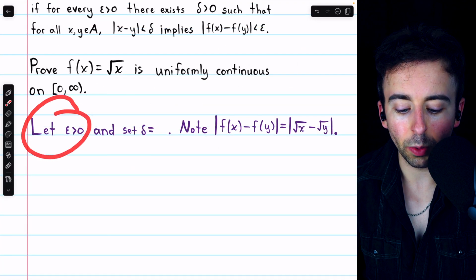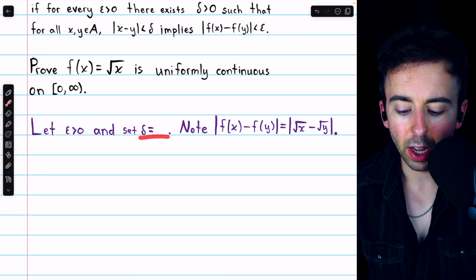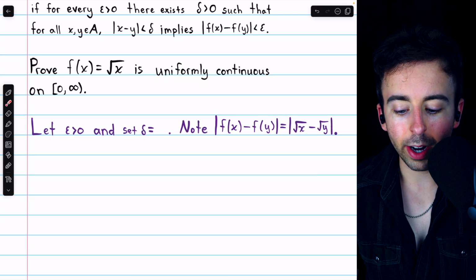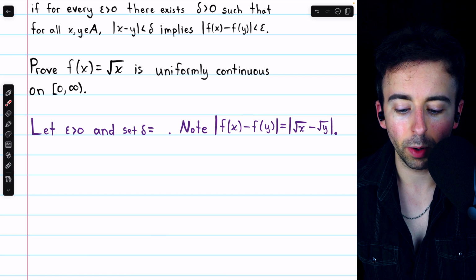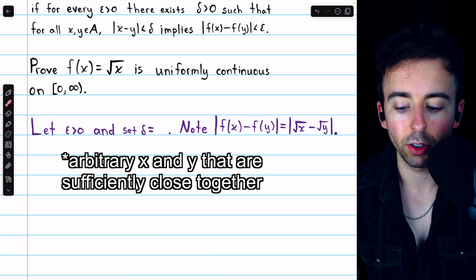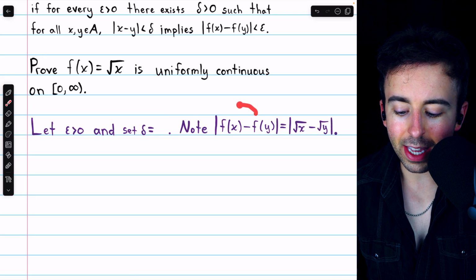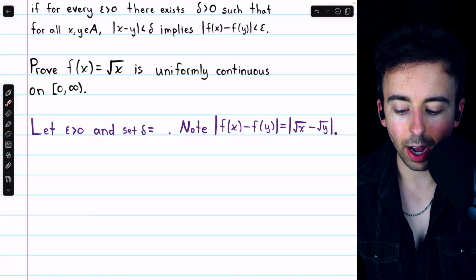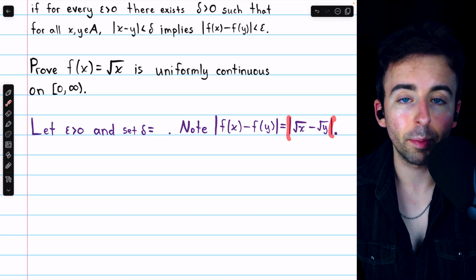We begin as usual with an arbitrary epsilon greater than 0, and through the course of the proof, we will figure out what delta needs to be. Now, of course, we're trying to show that the distance between f of x and f of y, for arbitrary x and y in the domain, is less than epsilon. So we begin by looking at the absolute value of f of x minus f of y, which by definition of the function is the absolute value of root x minus root y.